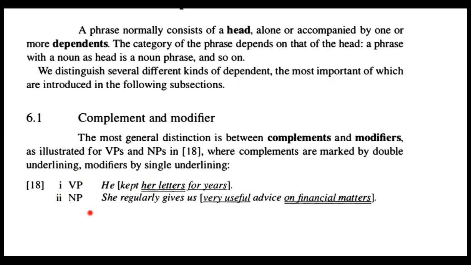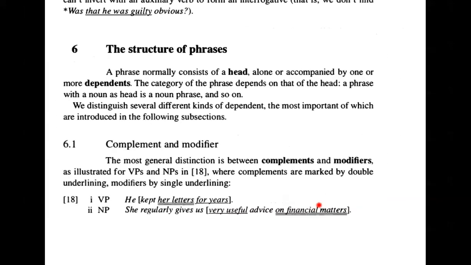According to the second example: She regularly gives us very useful advice on financial matters. So very useful advice on financial matters, all of these words we call a noun phrase. So let's move on.